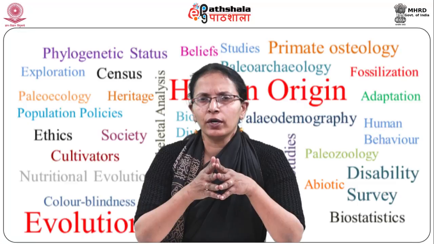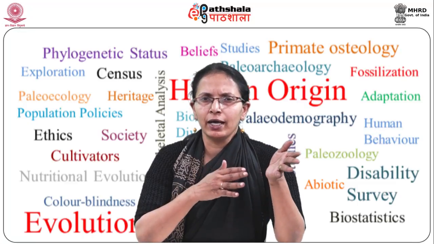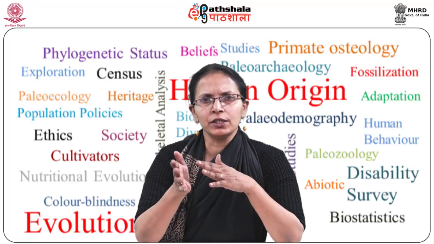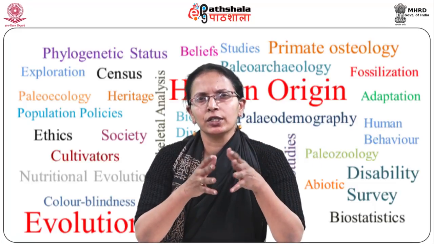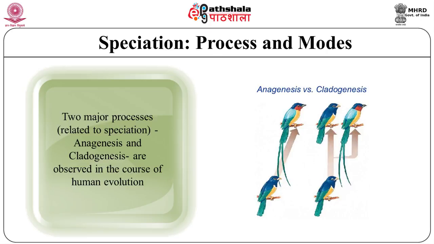Both the fossil record and the degree of genetic similarity between two species can aid in assessing how long ago the speciation occurred. Two major processes related to speciation are anagenesis and cladogenesis. They are observed in the course of human evolution. Figure 1 shows cladogenesis and anagenesis as given by Pawson.